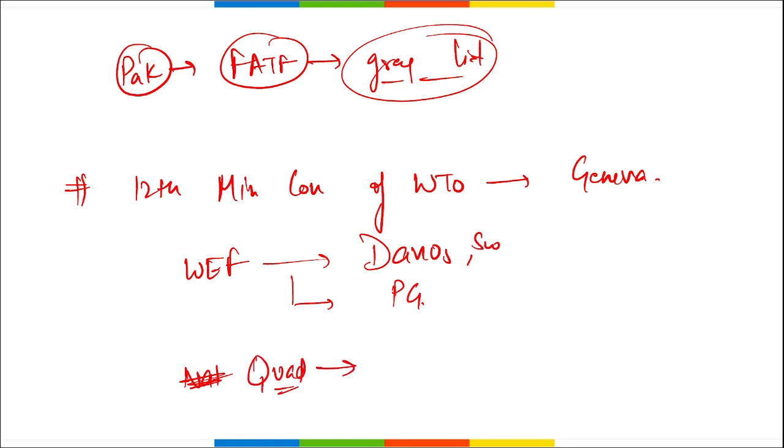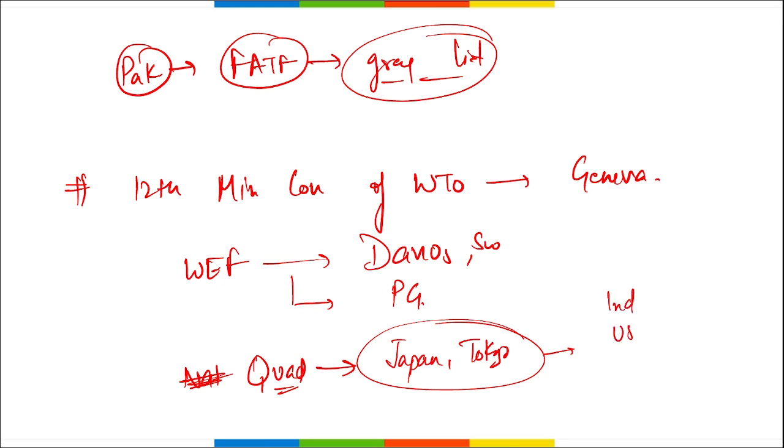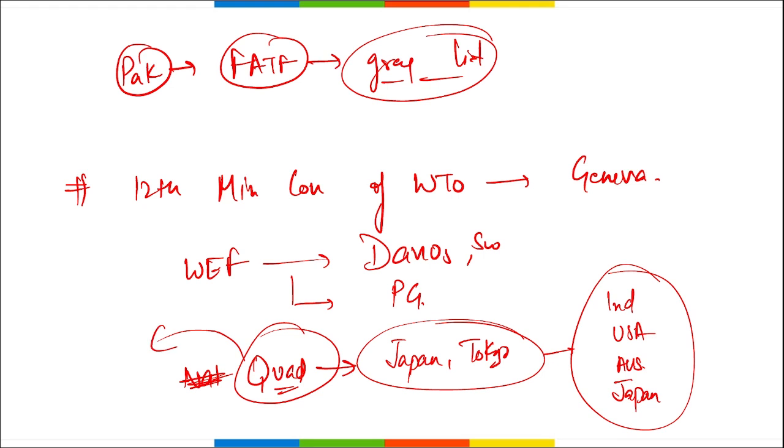Next, tell me, NATO summit, not NATO, Quad summit. Where was the Quad summit held recently? Quad summit was hosted by which country? It was hosted by Japan. Tokyo, Japan hosted this Quad summit this time. And which countries are members of this Quad? India, USA, Australia and Japan. Quad countries conduct the Malabar exercise.